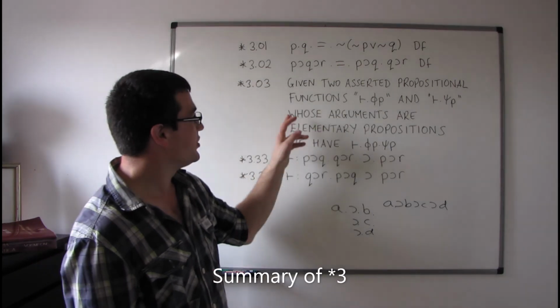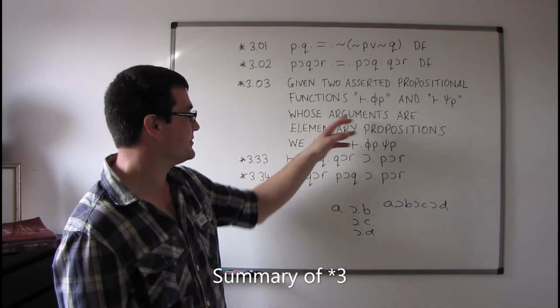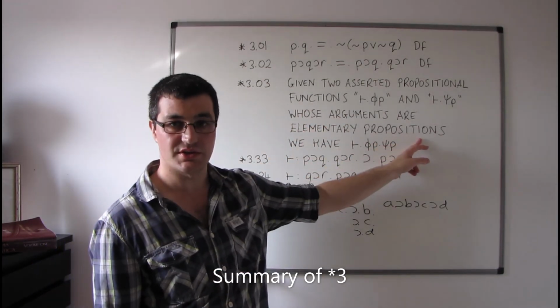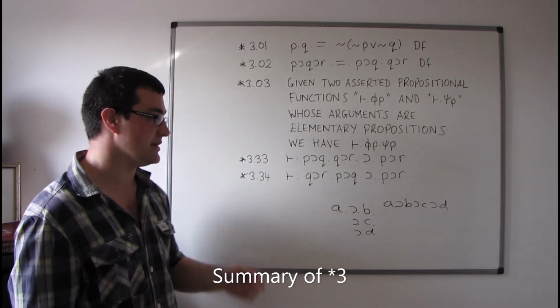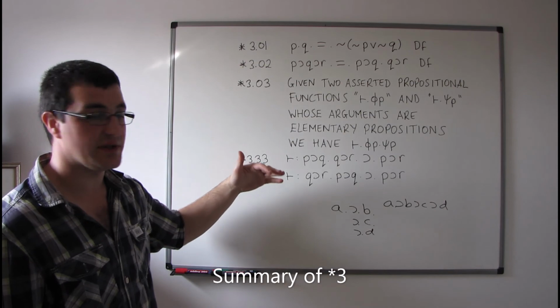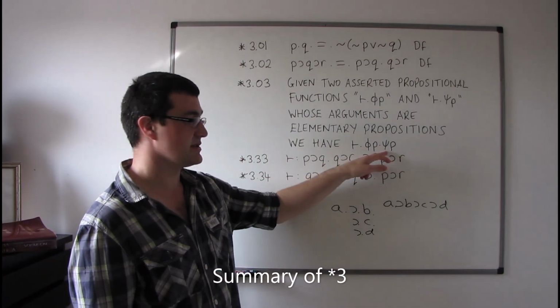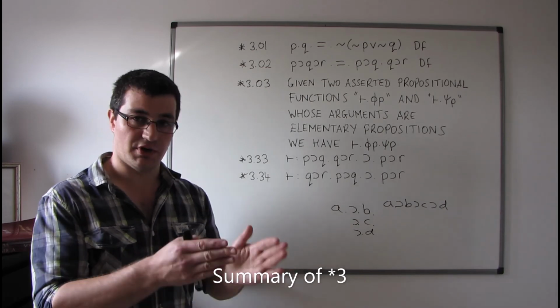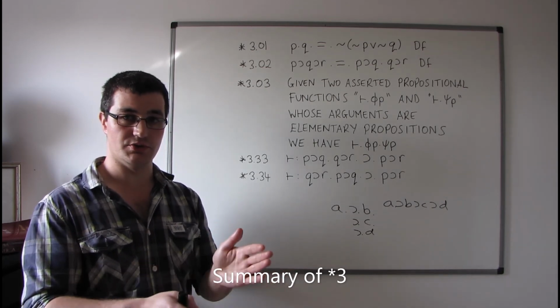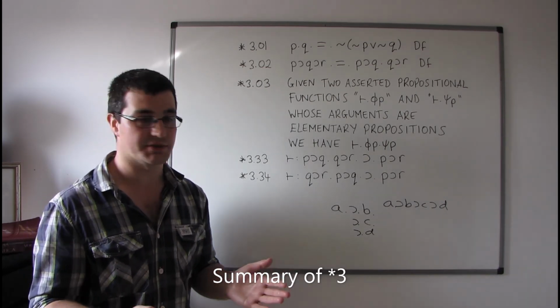The fact that both of these functions have arguments that are elementary propositions ensures that they're of the same type, so we don't need to worry about them being of different types. If they were of different types, we wouldn't be able to assert this. We can't assert the logical product of two propositional functions whose arguments are of different types. We can't do it.